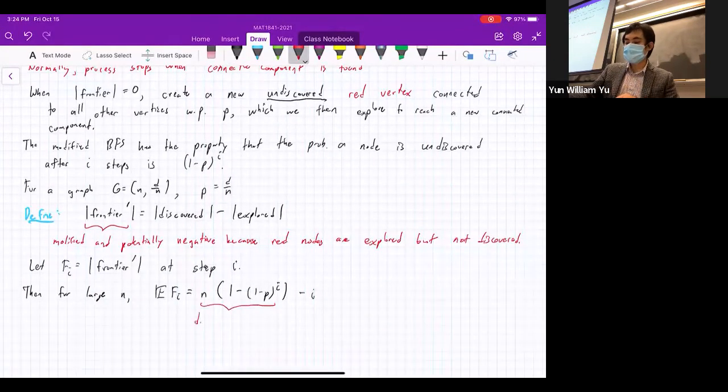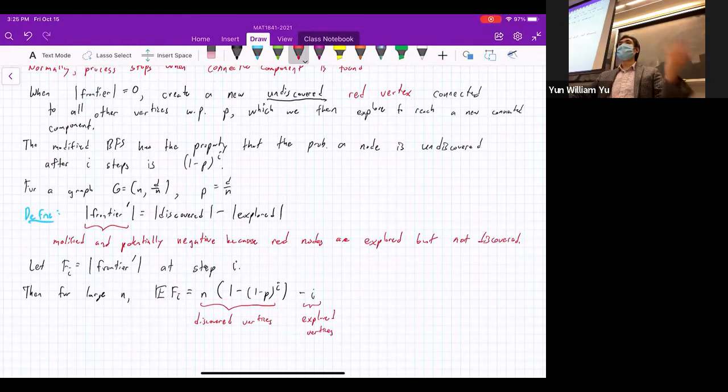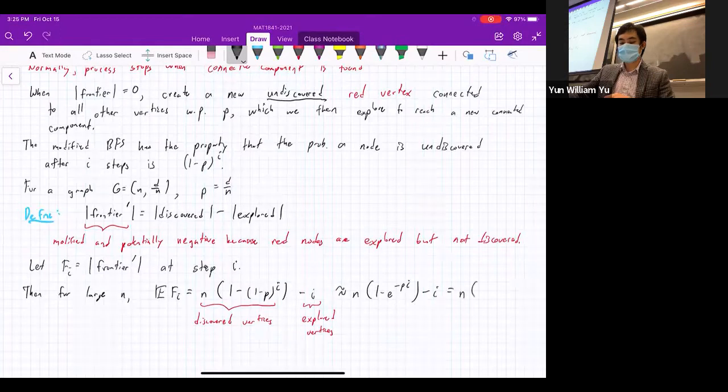Basically, because this is the set of discovered vertices, and this is the set of explored vertices. Because at each step you explore a single vertex. And each step you discover approximately n times (1 minus p to the i). And this is approximately n times (1 minus e to the minus pi), because we love using this approximation in this section, minus i, which is equal to n times (1 minus e to the minus d over n, i) minus i.